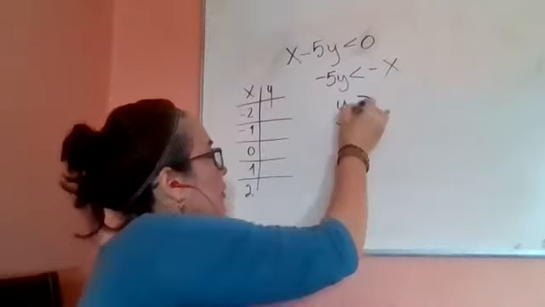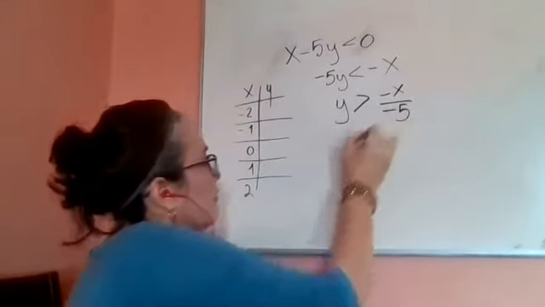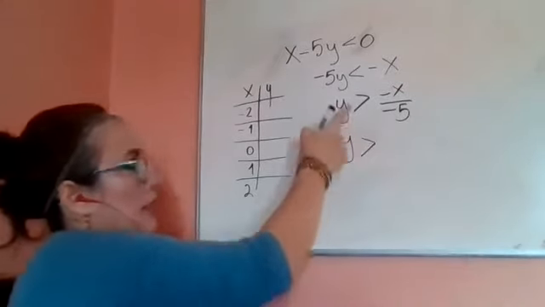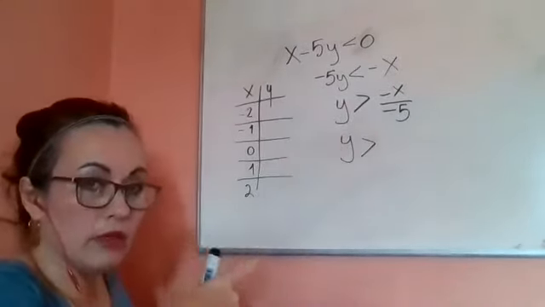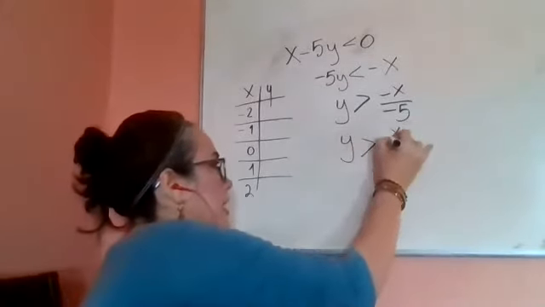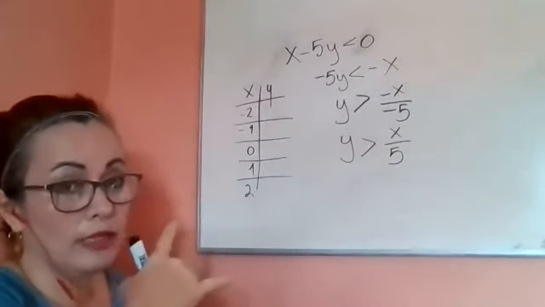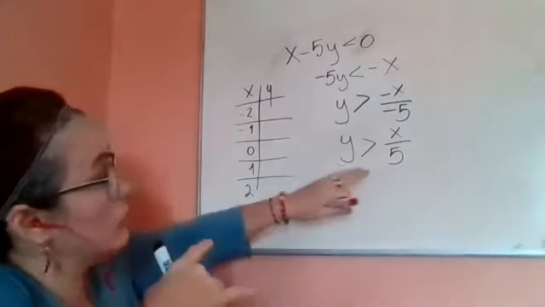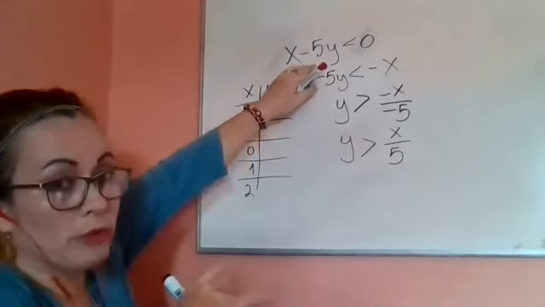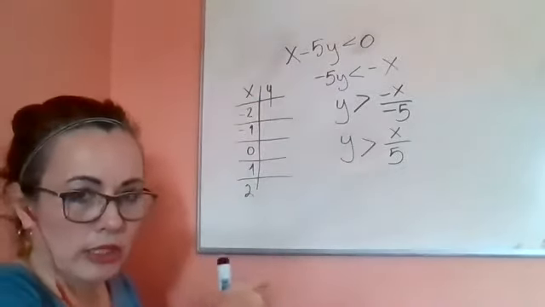So I'm going to do it like this: y is greater than negative x over negative 5. And not only that, you have to check: we have two negative signs over there, and a negative divided by a negative is positive. So we have x over 5. This is the inequality that we're going to evaluate. It looks completely different from the original, but it's the same, and it's going to be easier for us to calculate this.